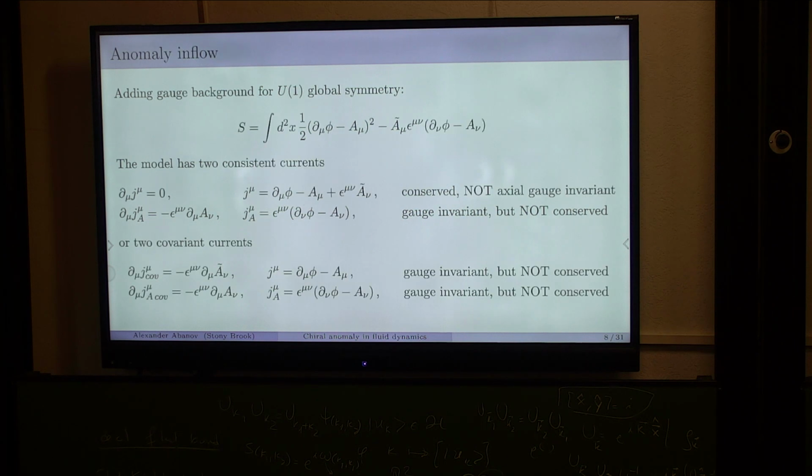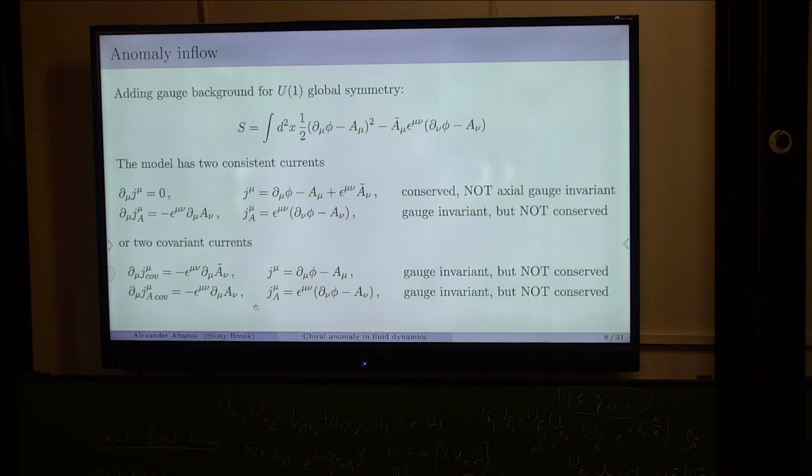Okay, so what about the other gauge field symmetry? Let's try to add the other current multiplied by a gauge field potential, which is a different gauge potential; there is a tilde here. This model has 2 currents, J and J axial, which are defined by these formulas. The first one is conserved, but not axial gauge invariant. The second is gauge invariant, but not conserved. Or you can redefine the currents a little bit, and they are both gauge invariant, but both not conserved.